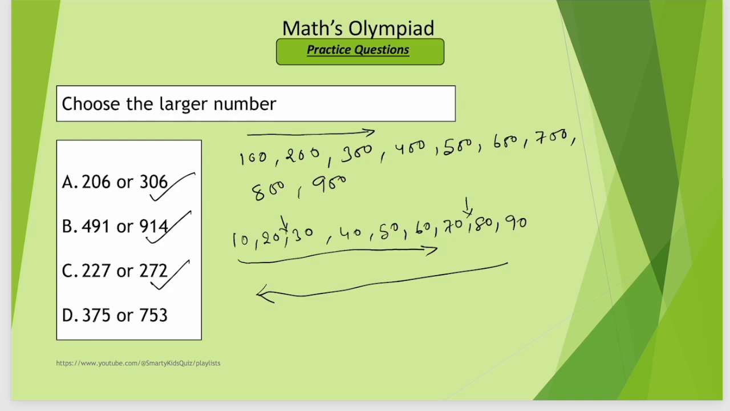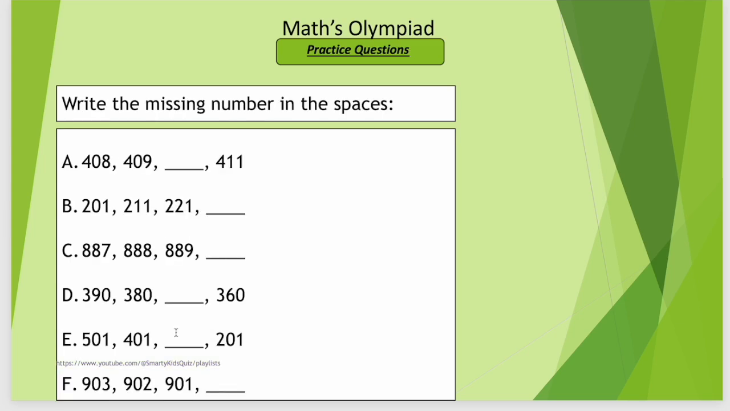Similarly here 375, 300 and again 753, 700. So 753 is the largest number. Now in these questions, what is the missing number in the space, right? You need to figure out the missing number here. So let's look at the question.